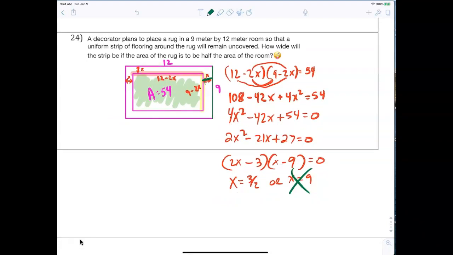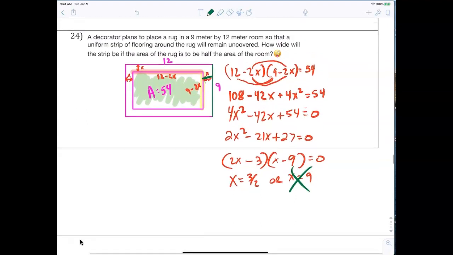108 minus 54 is what? You agree? Yep. So now the uniform width is 1.5 meters. Wait a minute, it says how wide will the strip be? Isn't that what we're asking? The strip will be what? Yeah, 1.5 meters. You agree with that?